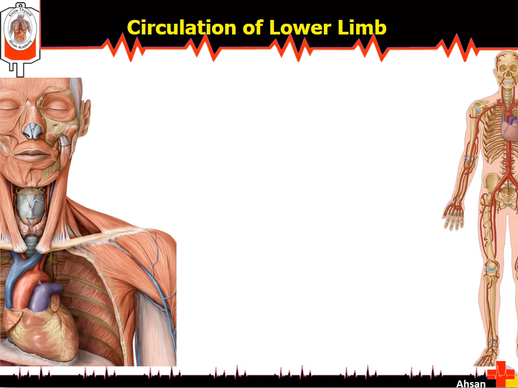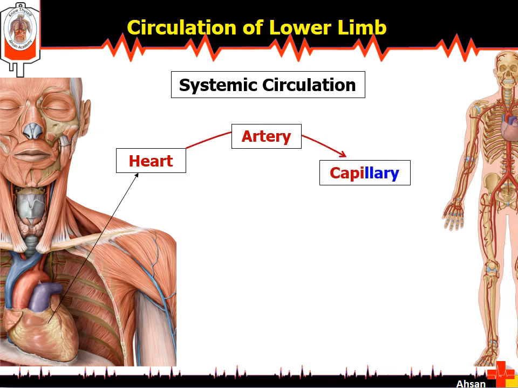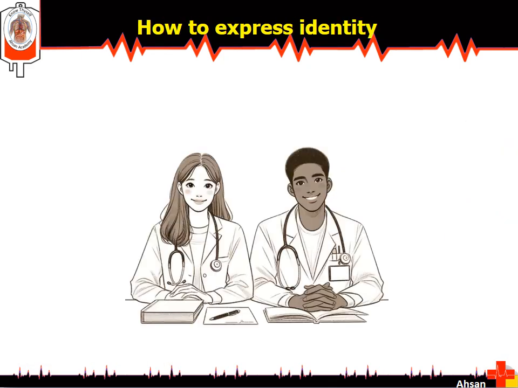Circulation of the lower limb, as usual, starts from the heart, and it's a systemic circulation. That means a larger blood vessel arises from the heart, then these blood vessels, arteries, pass through a bed of capillaries in the periphery and unite together to form the vein which drains into the heart again. So this has one set of capillaries in the circuit. So it is systemic circulation.